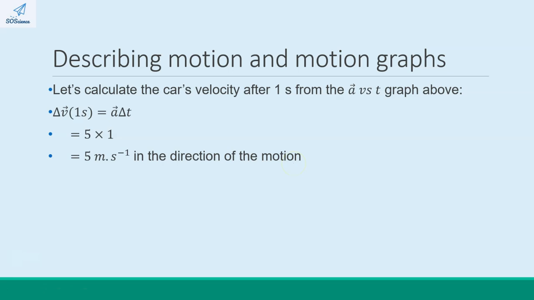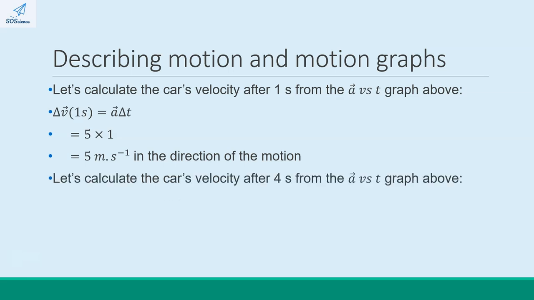Now, if we go back to our earlier calculations, we will see that after 1 second, we did in fact calculate that the velocity was 5 meters per second. So it all has to work out. Now, after 2 seconds, if you do the same calculation, you'll find that the velocity is 10 meters per second. And after 3 seconds, you'll find that it's 15 meters per second.